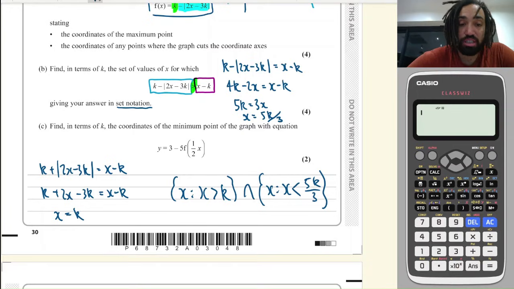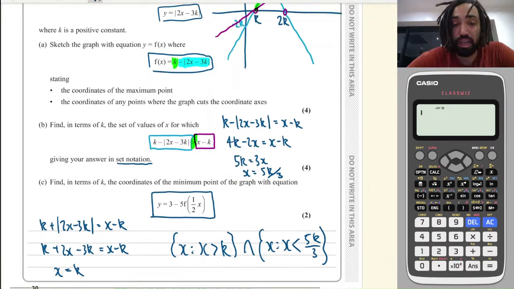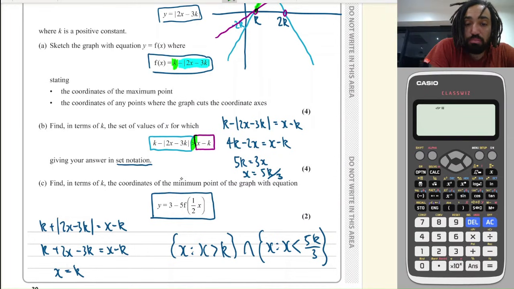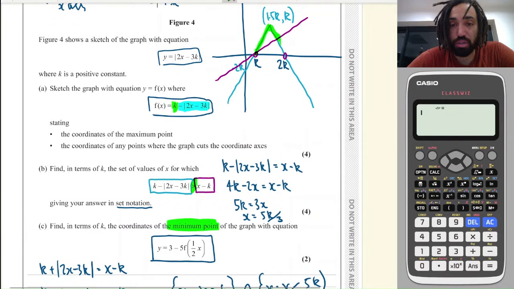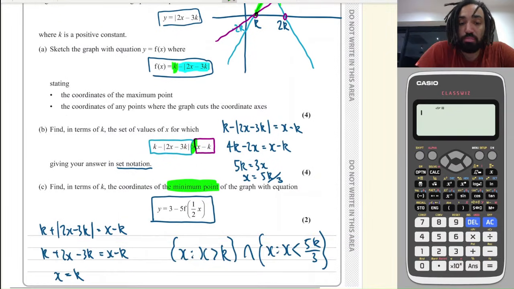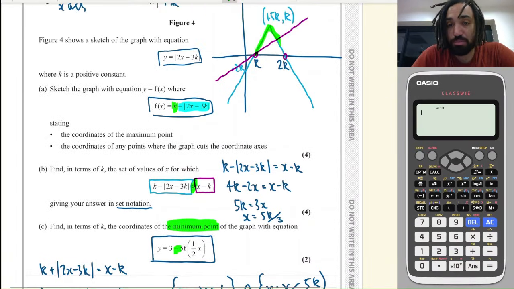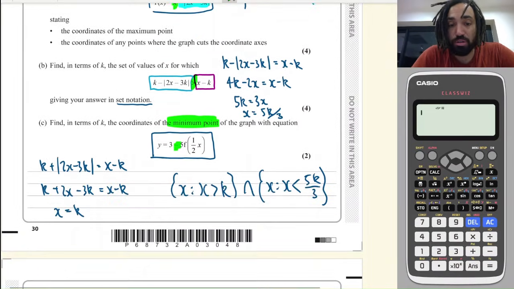Now part C is essentially a graph transformation question. Again, it asks us for the minimum point, which might be a bit confusing because if you look at the graph already, there's only a maximum point. But that's because when we multiply the function by a negative, the graph is going to reflect in the x-axis, and thus that maximum will go down to the bottom and become a minimum.